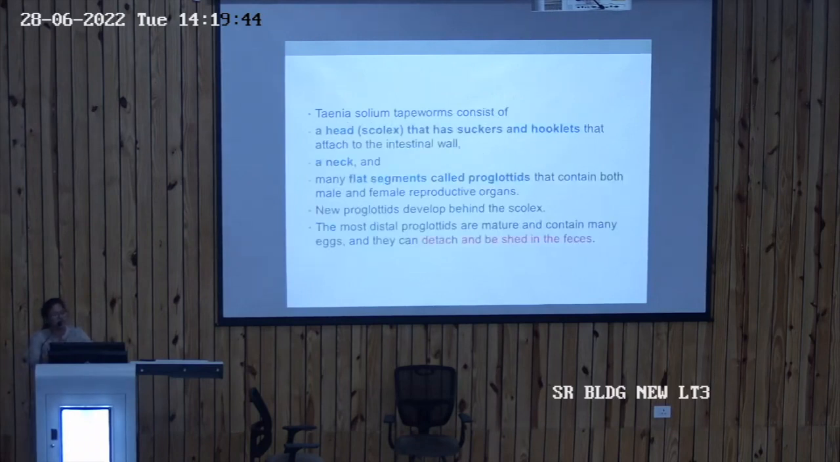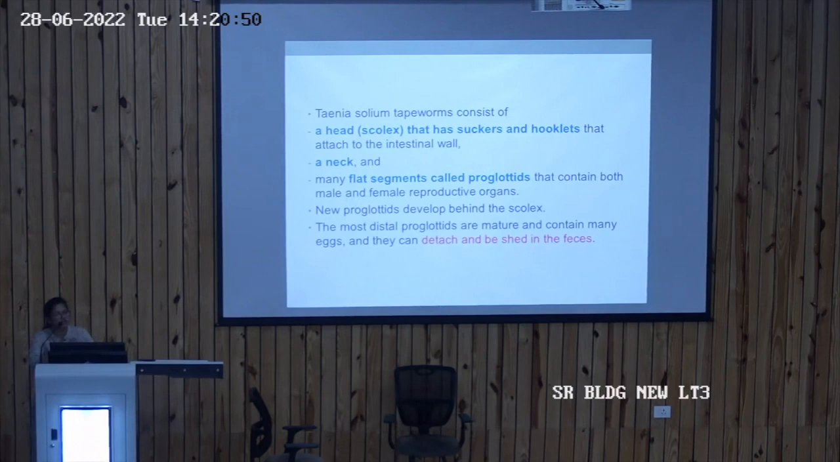So now coming to the structure, the morphology, how a Taenia solium tapeworm looks. What are the parts of a tapeworm? They have a head. The head is also called the scolex, and that has suckers and hooklets. So Taenia solium tapeworms consist of a head, the scolex, that has suckers and hooklets that attach to the intestinal wall.